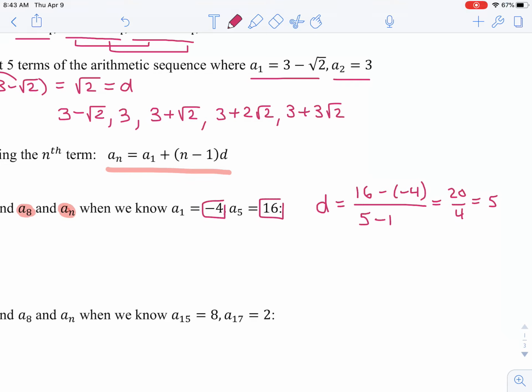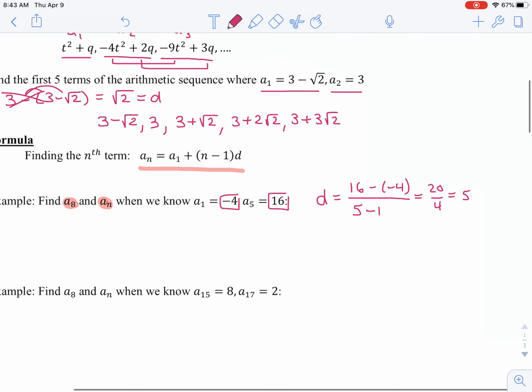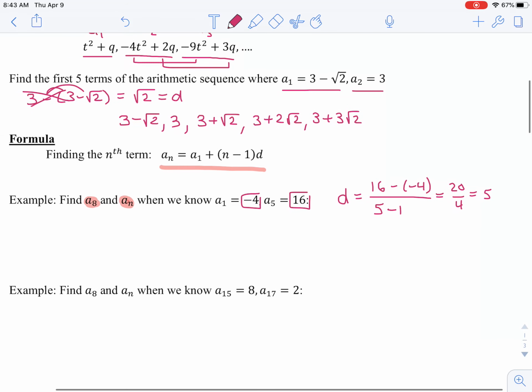So again, since it's a constant increase, it works just like slope there. Now we know what our common difference is. We can use that to help us find our a sub 8. So we're going to find a sub 8 is equal to the first term plus n minus 1. So n is referring to the term, so 8th term, times d. So we do that calculation there.